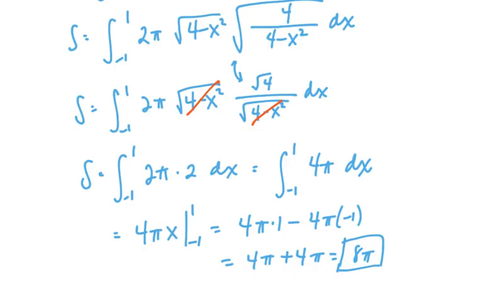We did this one in terms of x. Let's look at one in terms of y. So the problem says y equals 1/3 x to the 3/2, and we're bounded, x is between 0 and 12, and it says that we're rotating about the y-axis.